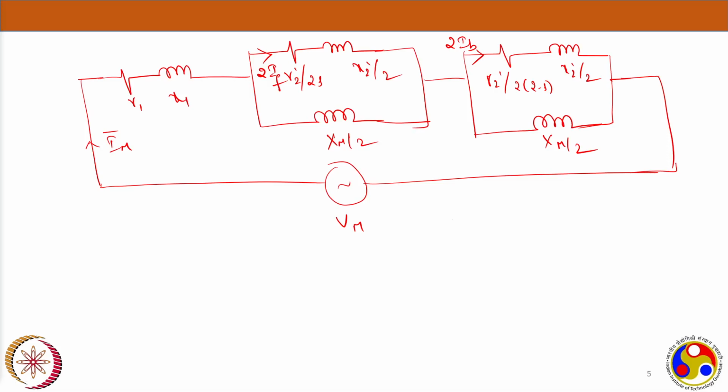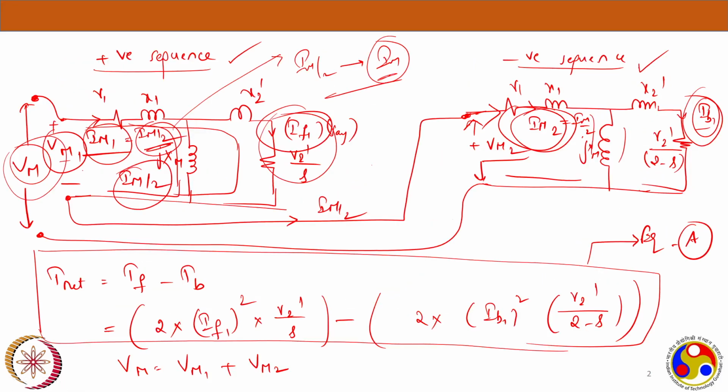Torque in synchronous watts, if you remember, is nothing but the air gap power PAG only. Now let's calculate that. We have two torques here, forward torque and backward torque, and we have this formula here, T net equals TF minus TB. Here we don't have two phases, we have only one phase. So the air gap power is IF square multiplied by R2 dash by S, and IB square multiplied by R2 dash by S.